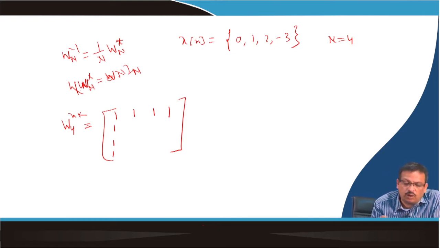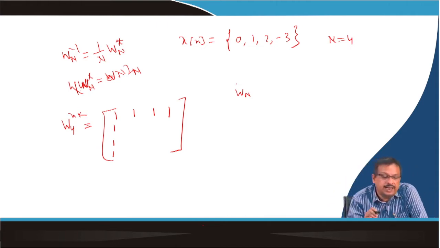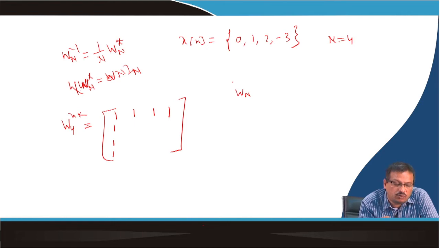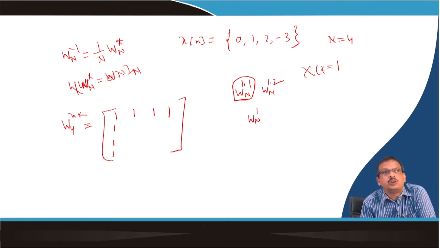Now what is Wn nk? Let's say Wn into nk. First, k equal to 1 and n equal to 1, so 1 into 1. Then k equal to 1, n equal to 2, so 1 into 2. So what is Wn 1 into 1? It is nothing but Wn to the power 1. So what is the value?